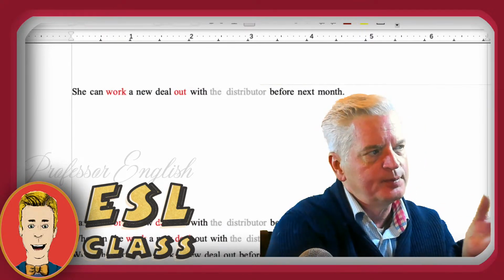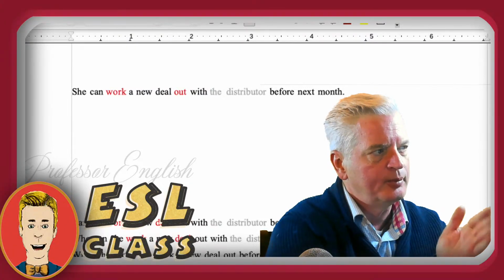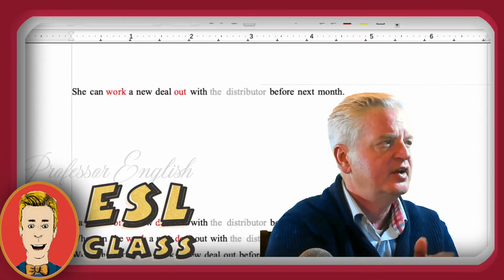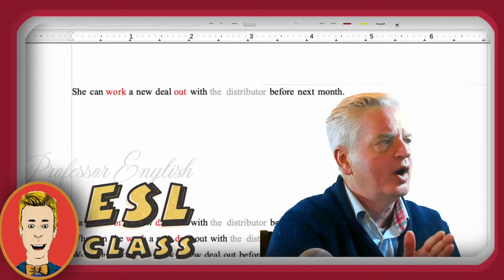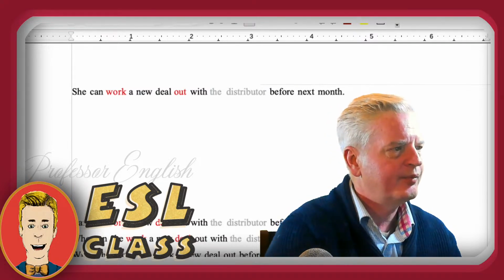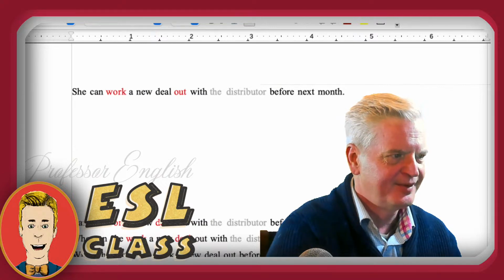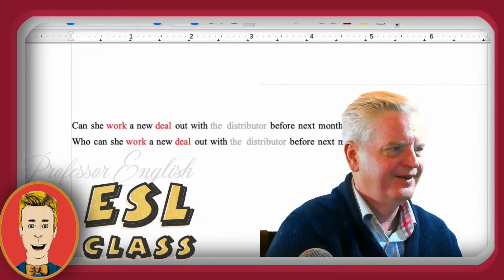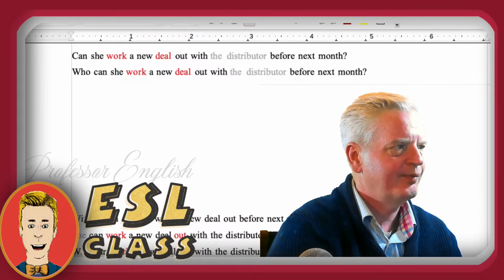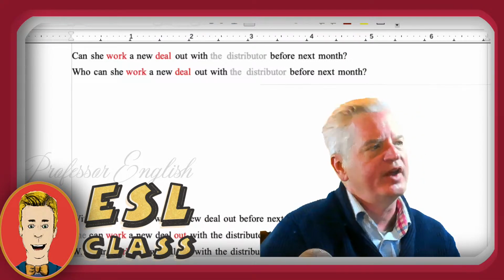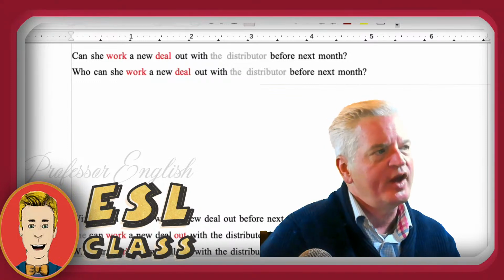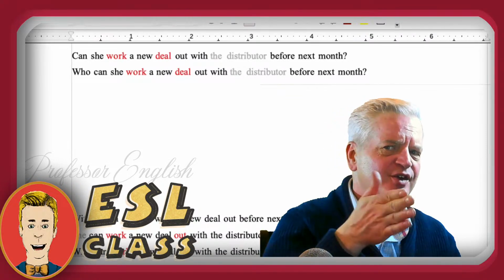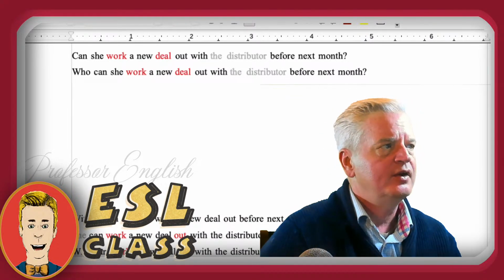And because you have these prepositions next to each other, it's a good idea to pause. She can work a new deal out. Oh, wait, I didn't put the question. Let me bring that up. So you can see the question. Who can she work a new deal out with? Who can she work a new deal out with before next month? It's a good idea to pause there after with. Who can she work a new deal out with before next month?